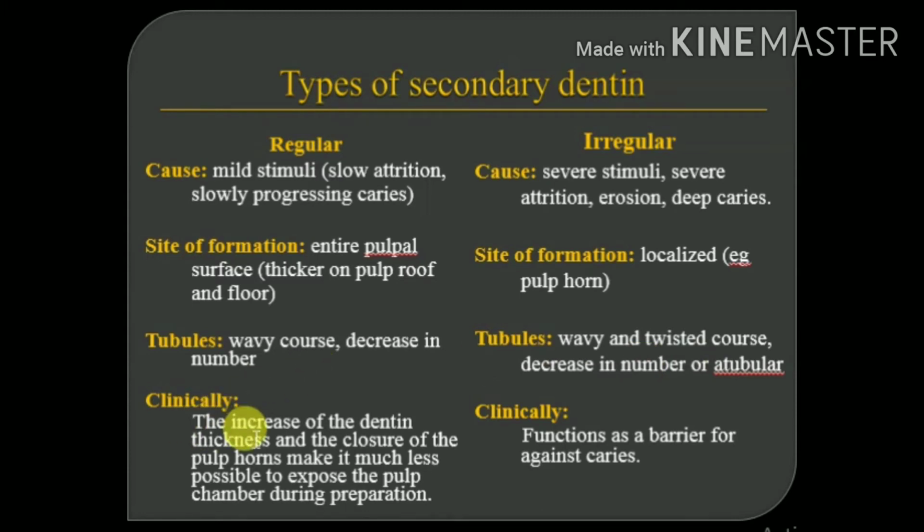Clinically, the increase of dentin thickness and the closure of the pulp horns make it less possible to expose the pulp chamber. So during preparation of the teeth, when we go for crown preps or anything, there is less chance of exposure of the pulp because overall the thickness of dentin is increased. And if we talk of the irregular, that is reparative, it functions as a barrier against caries.